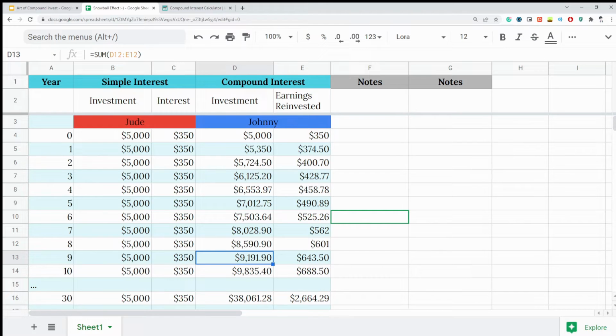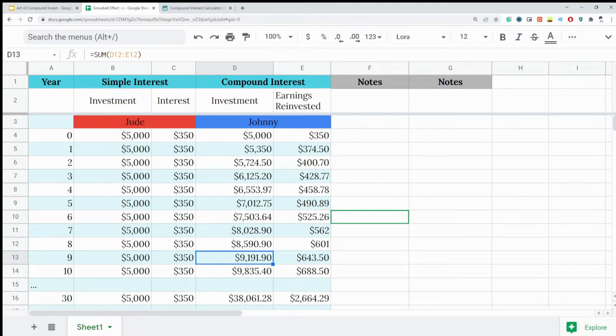Looking at the numbers 10 years later, we can see that Johnny's initial $5,000 investment grew to $9,835, while the interest paid grew to nearly double to $688. On the other hand, Jude's initial $5,000 investment grew to $8,500, while the interest stayed stagnant at $350. Do you guys see the significance of compound interest over time? The small change of reinvesting grew the overall returns for Johnny. Johnny nearly doubled the interest paid from the beginning.